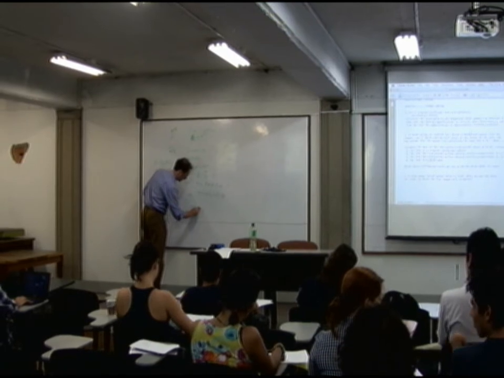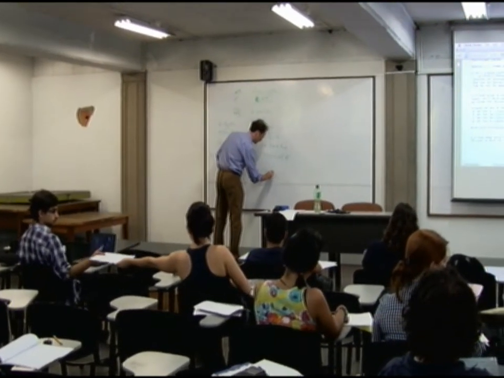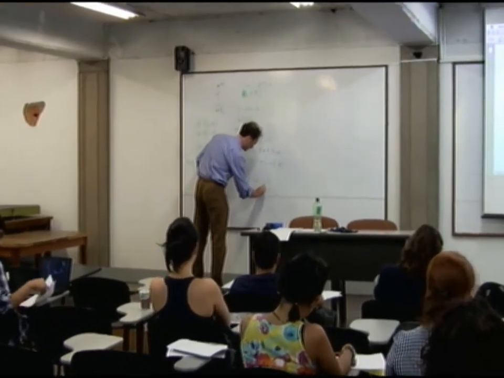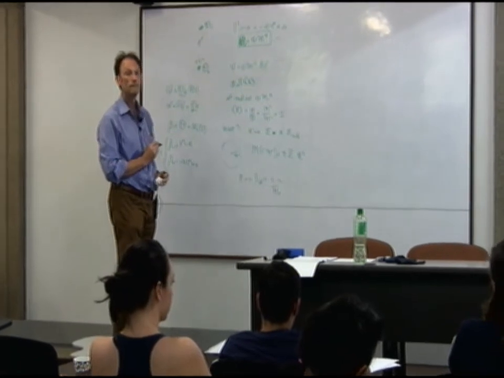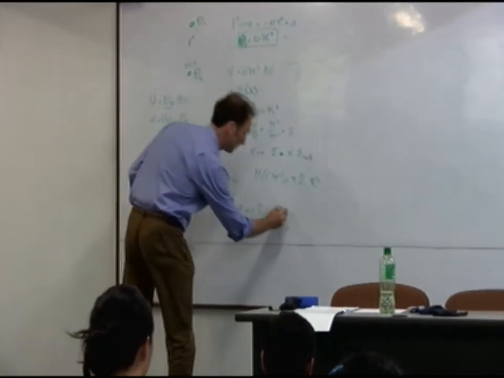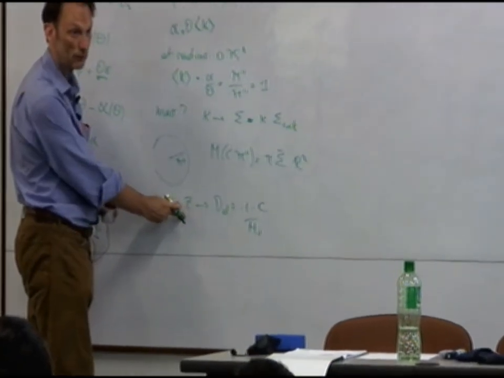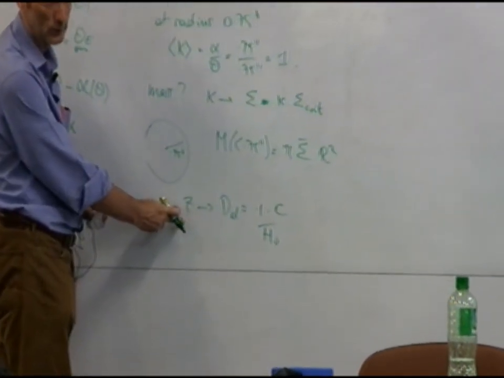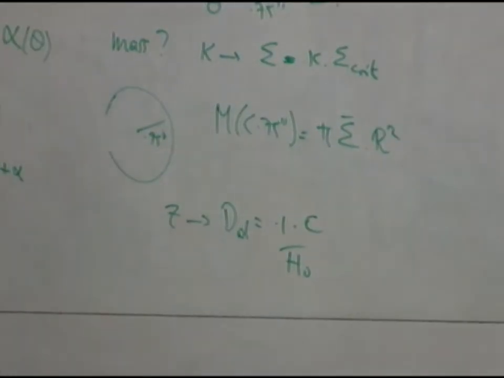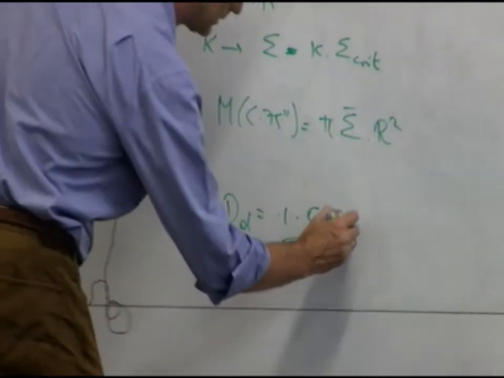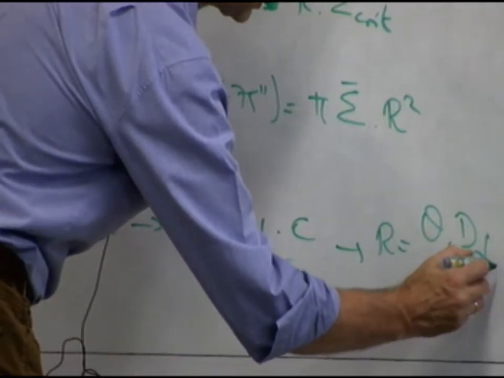Z gives you the distance to the deflector, which is 0.1 times c over the Hubble constant. C, so the redshift is in a fraction of the speed of light. So redshift of 0.1 means 0.1 of the speed of light, recession velocity, divided by the Hubble constant. And then you multiply by the angle in radians.